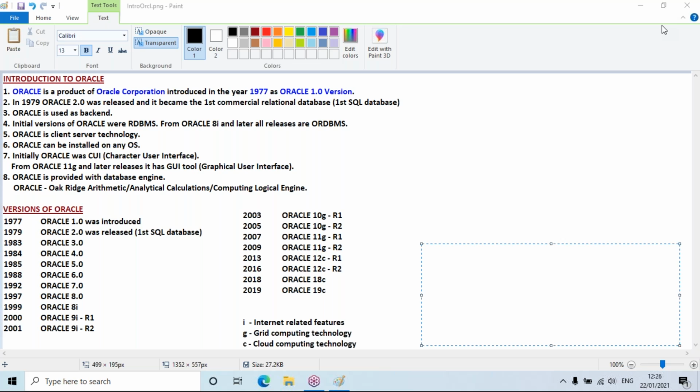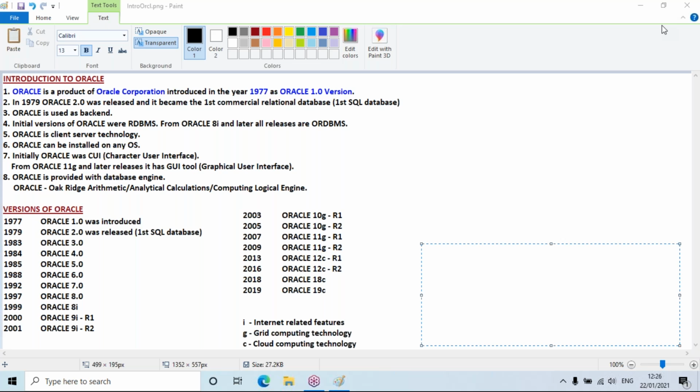Whatever we are being trained, the only thing is that regarding internet features, grid computing, cloud computing, these all things need to be known by a database administrator. As an Oracle developer, you don't need to know all that stuff, but still I'll be covering the fundamental and basic things so that you can get a clear idea on that stuff. But otherwise, we don't need it.